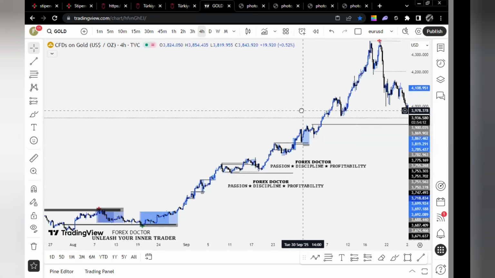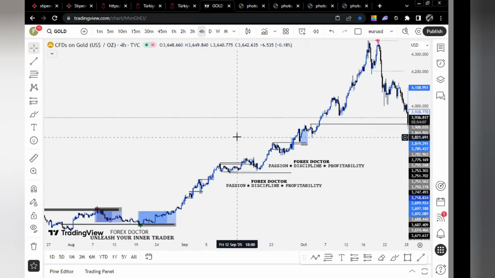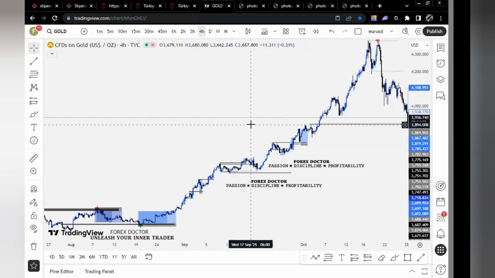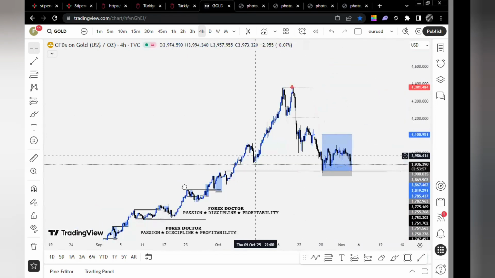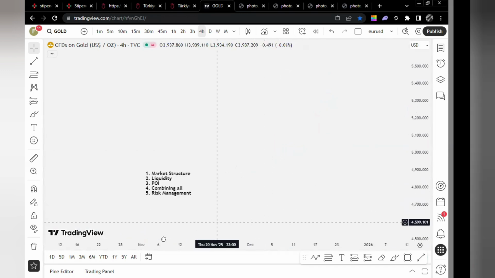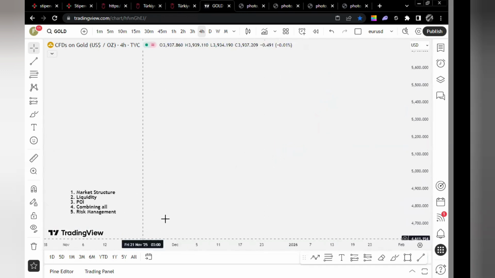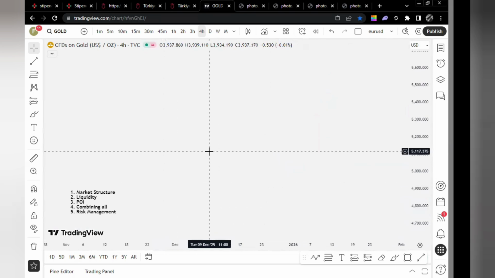Yesterday I taught you guys what an uptrend was. This is what an uptrend looks like. So let's move on. Today we have liquidity on the list.